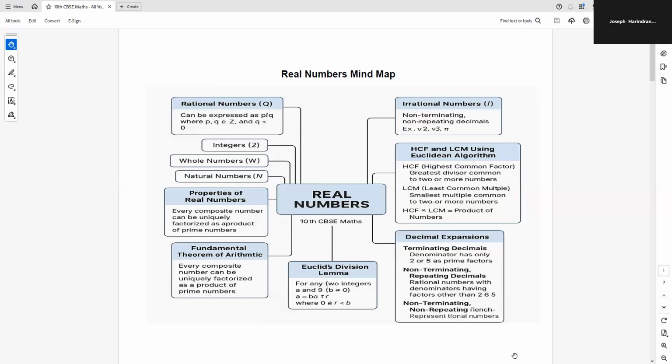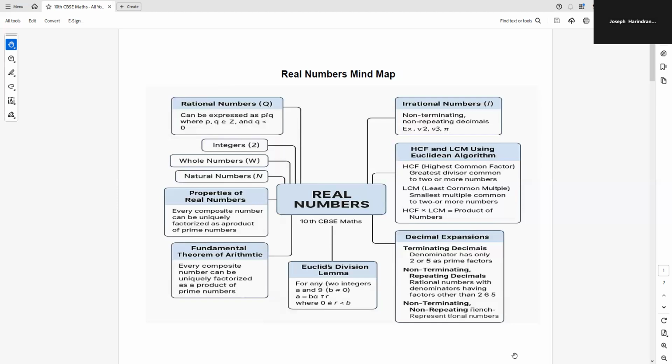They have non-terminating decimal expansions. They are non-terminating as well as non-repeating, non-recurring decimals. Examples are the square roots of prime numbers. All the square roots of prime numbers are irrational. Also pi, and the small letter e, the exponential, also come under irrational numbers.